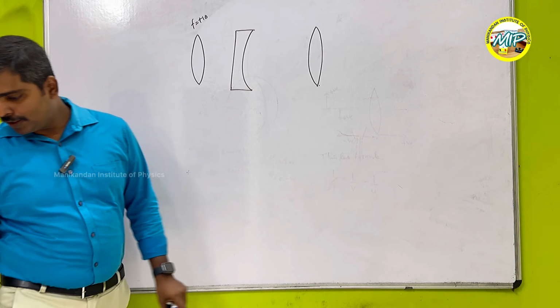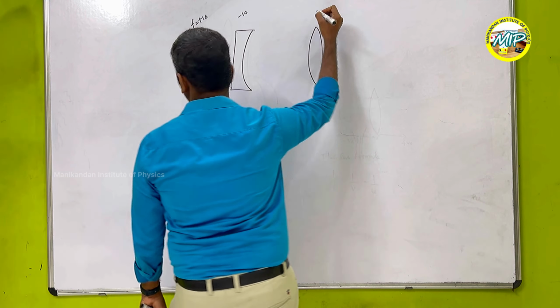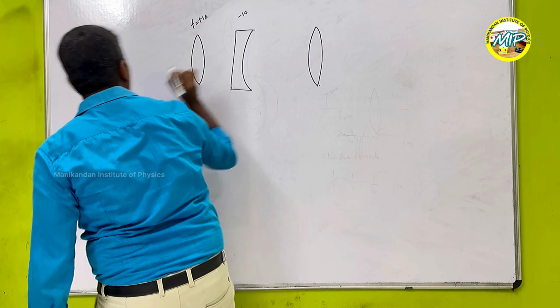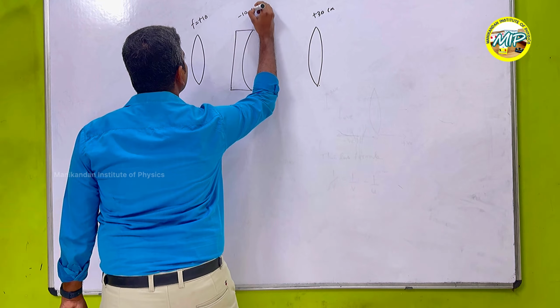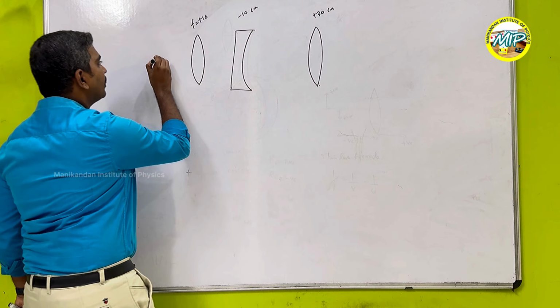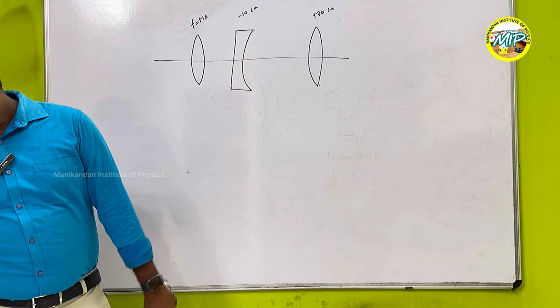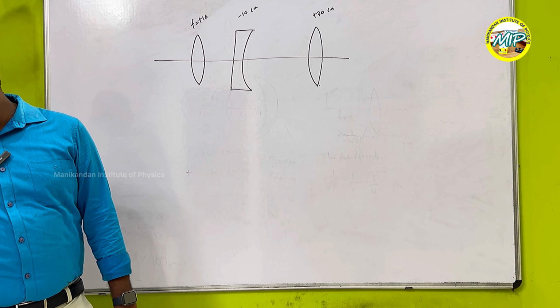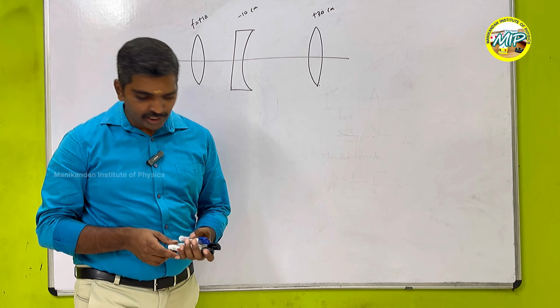So we have focal lengths of plus 10, minus 10, and plus 30 centimeter. This is my principal axis. This is the question they have given here: find the position of the image formed of the object O by the lens combination given in the figure.